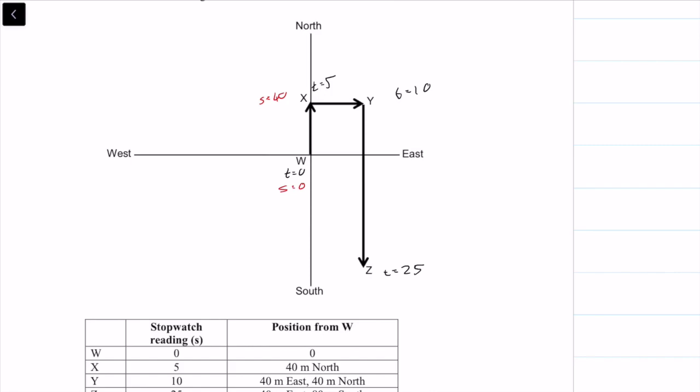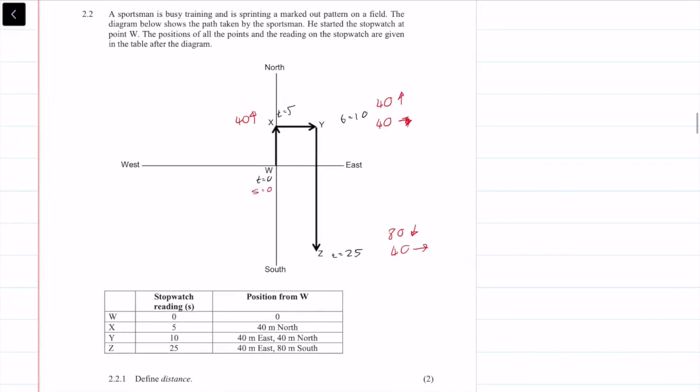Here I'm actually going to put the direction. So 40 north. Here we went 40 east. These are the coordinates. So this is 40 north and 40 east. And here we have 40 east still and 80 south. Okay, so that's what we've been given basically.